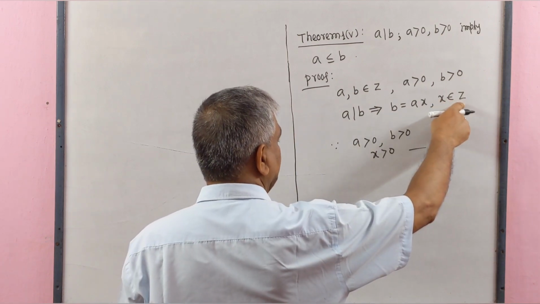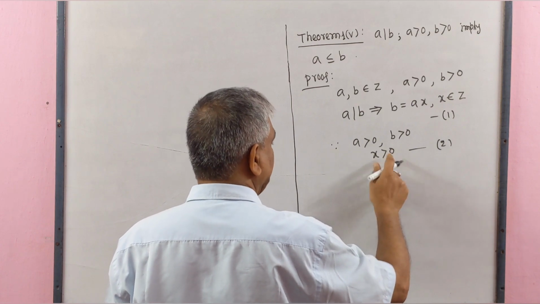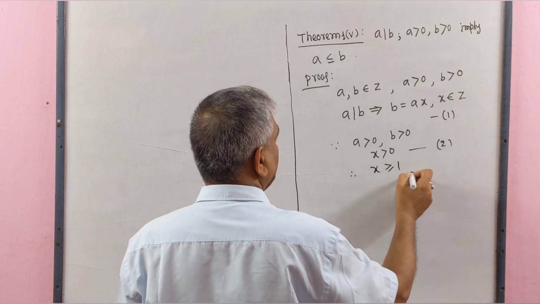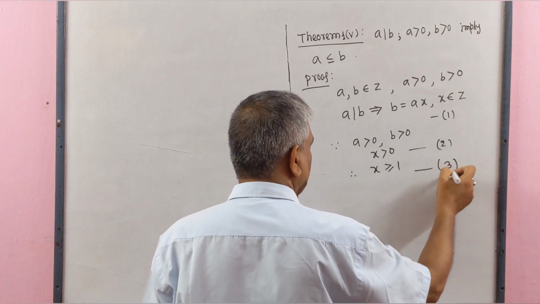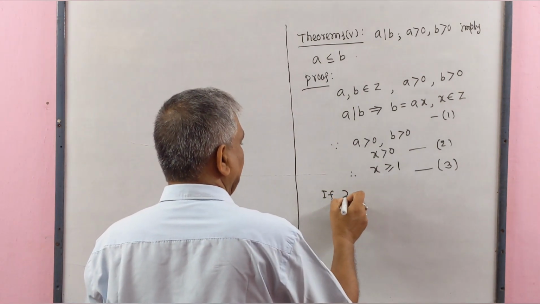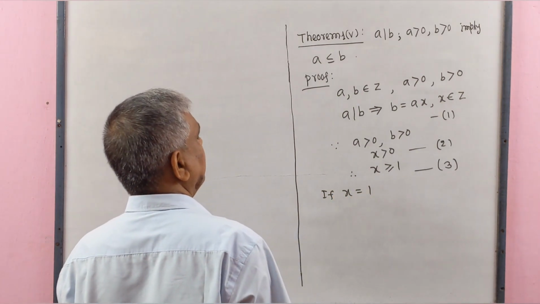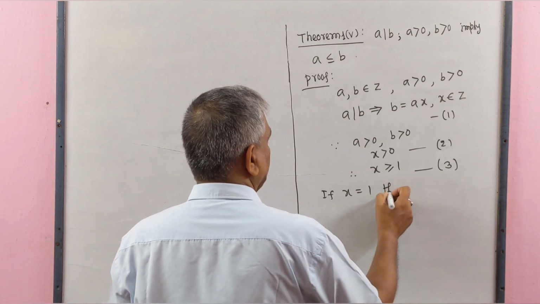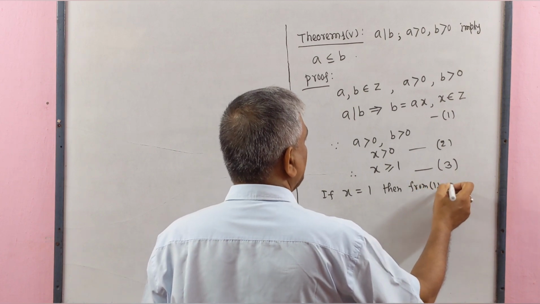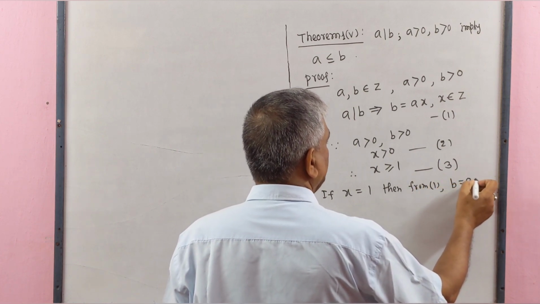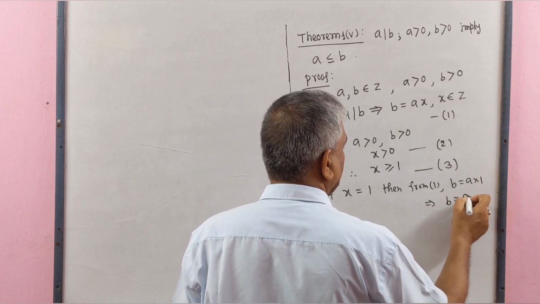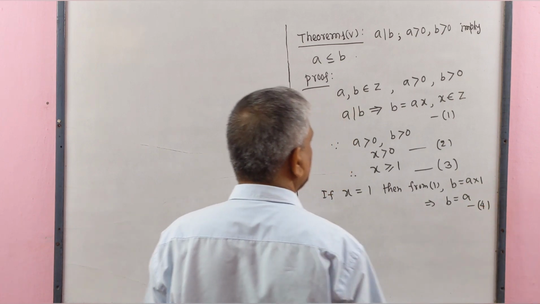Since X is an integer and X greater than 0, that means X greater than or equal to 1. This is number 3. If X equal to 1, then from 1 we get B equal to A multiply 1, which implies that B equal to A. This is number 4.